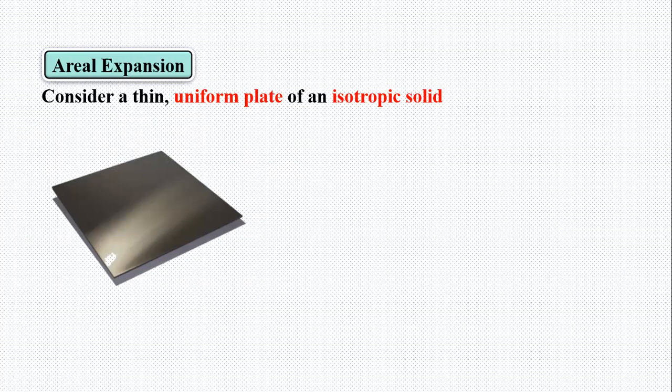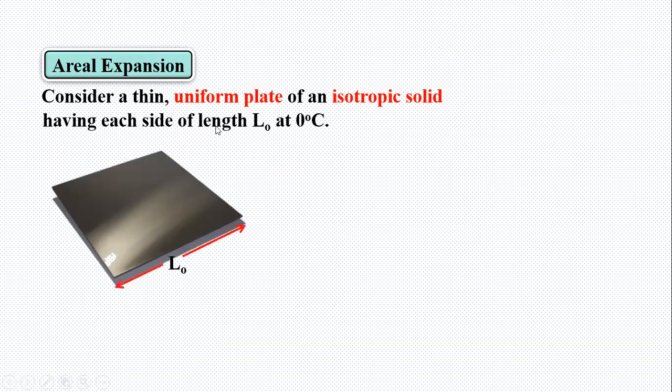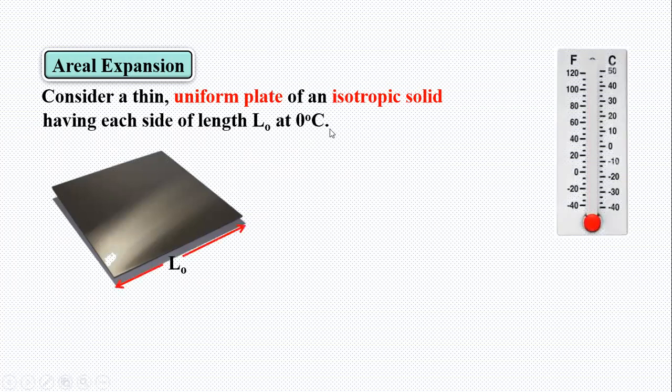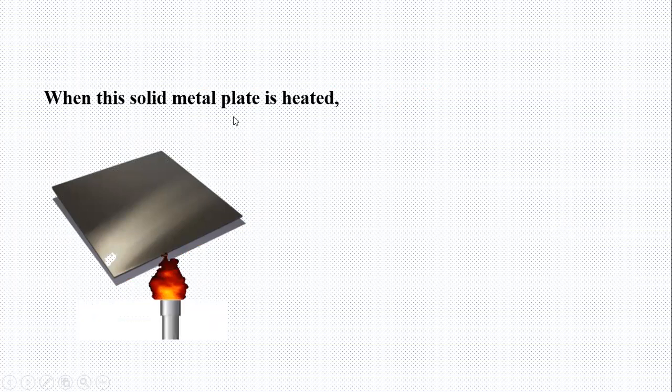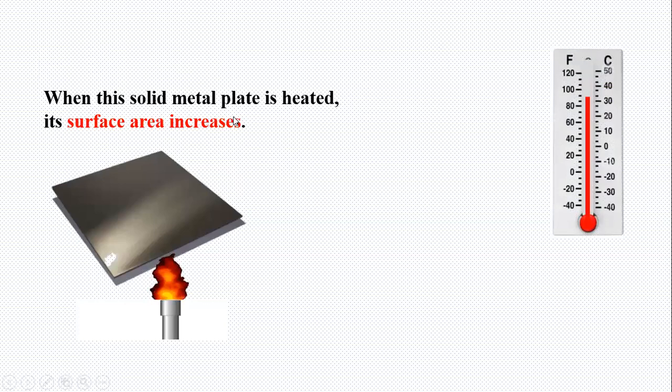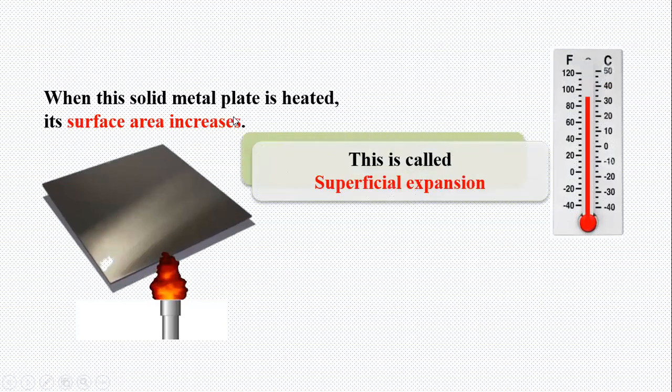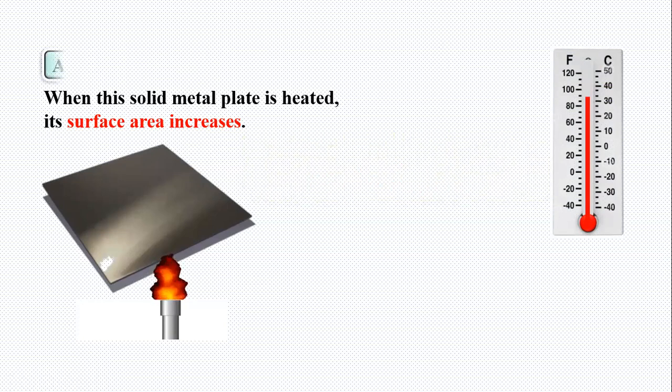So consider a thin uniform plate of an isotropic solid having each side of length L0 at 0 degree Celsius. प्रत्येक साइडची लेंथ L0 आहे at 0 degree Celsius. When the solid metal plate is heated, obviously it will expand. Surface area increases. Okay, and this is called superficial expansion.